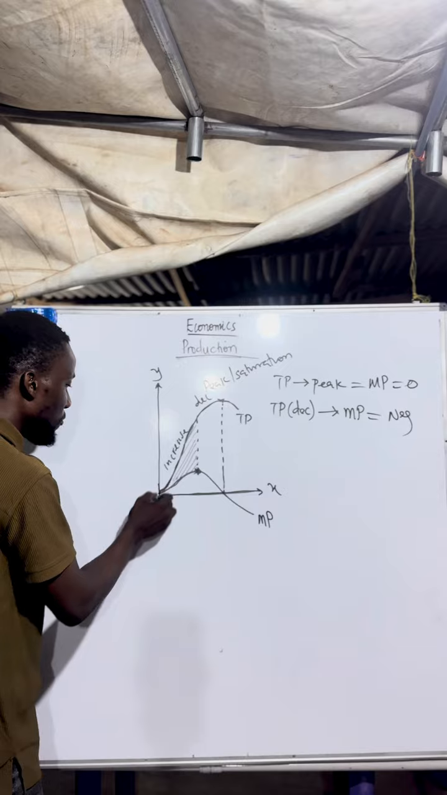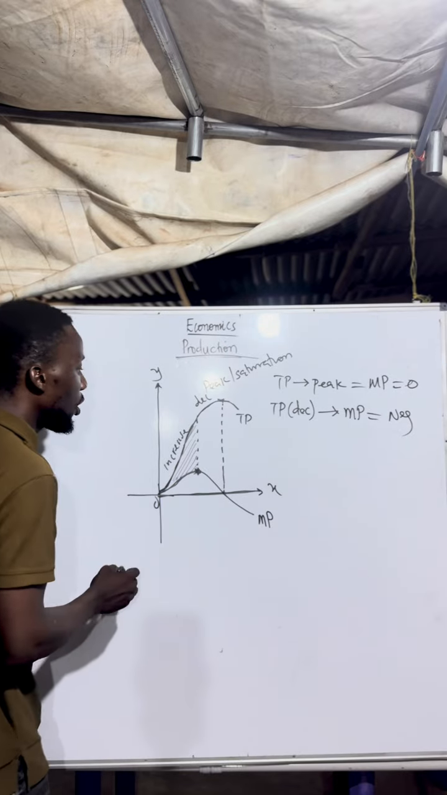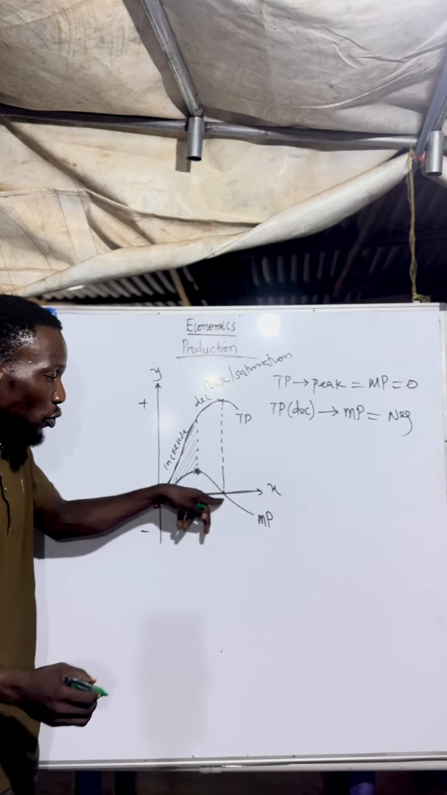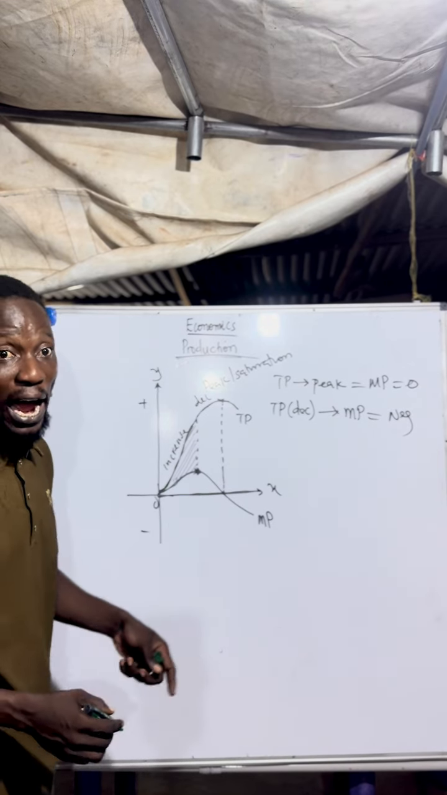Because if you complete this Cartesian plane, you discover that this is positive and this is negative. So marginal product is at the negative part of the y-axis.